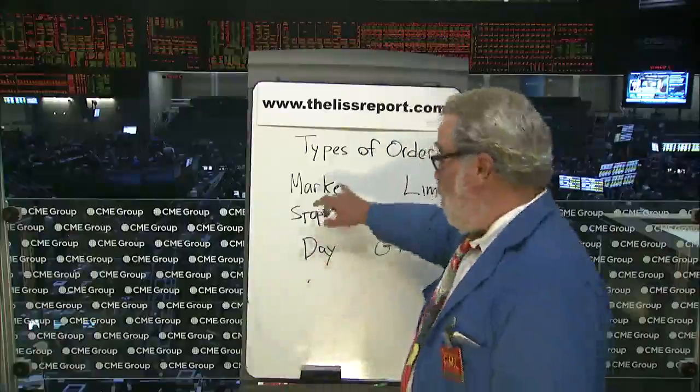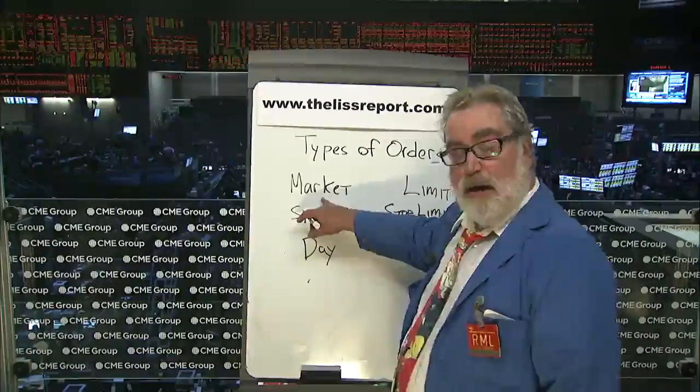The first sort of order is called a market order. That means if you're a buyer, you want to buy it immediately at the lowest price you can. If you're a seller, you want to sell it immediately at the highest price you can. However, you don't know what that price is. You're buying it at the market.